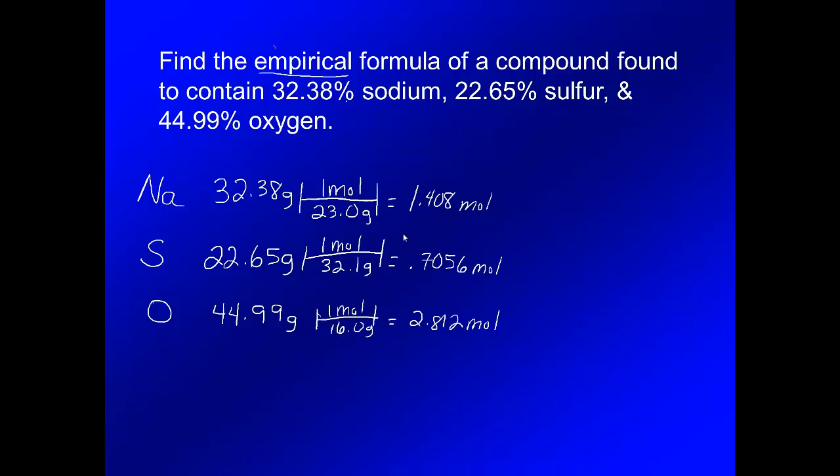Okay, so this was the math: 32.38 divided by 23.1.48. So that's how I got these answers. I just did the math. Technically what I could say then is, here's my answer. For sodium we have 1.41 moles, sulfur is 0.7056, and oxygen is 2.812. I don't think we've ever written a formula like that. So we need to get these to whole numbers.